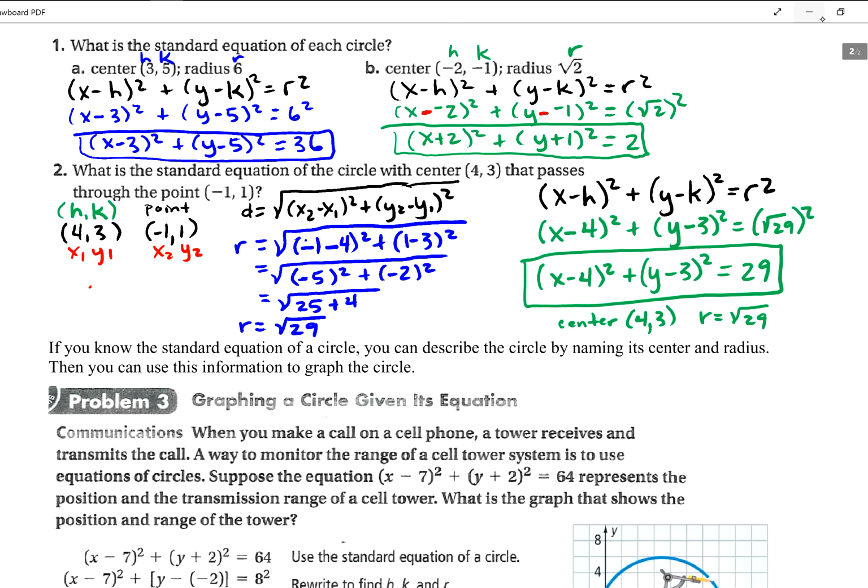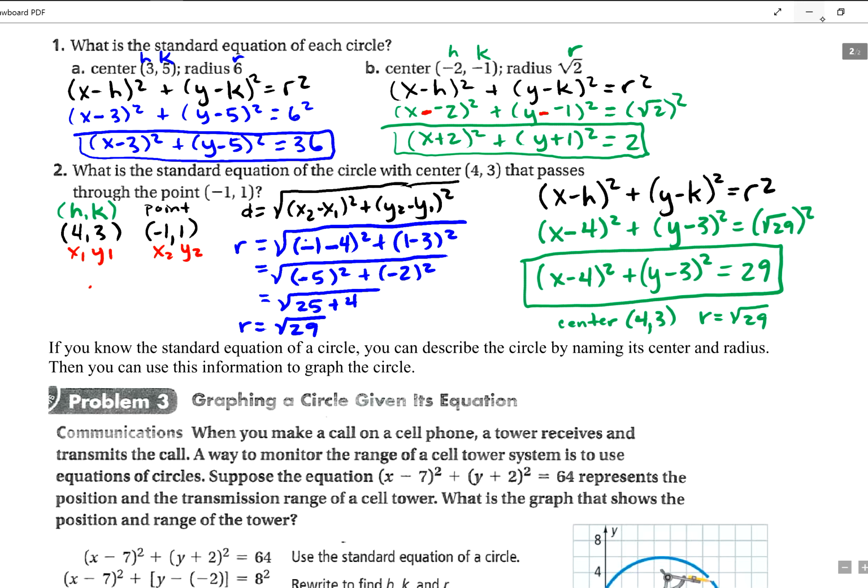Those were pretty easy. The next problem said, write the standard equation of your circle given your center that passes through a given point. So we know we're going to need to use the distance formula. So I am writing out my important information here. My center, h, k, is at 4, 3, and I go through a point, negative 1, 1. I label those x1, y1, x2, y2. Doesn't matter the order. I'm using my distance formula. My distance is the radius, is what I'm trying to find.